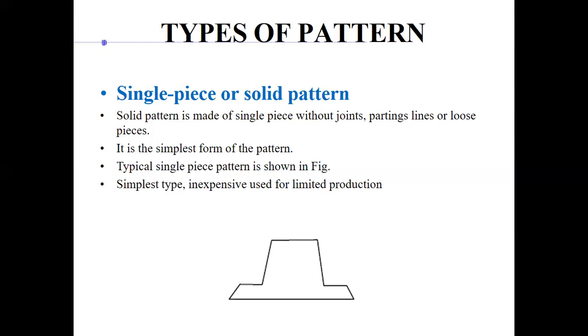Now the first is very simple: a single piece or solid pattern. It's a single piece, as the name suggests, without any joints, parting lines, or loose pieces at all. It's a single entity, you can say. The simplest form and typical single piece pattern, as you can see, has a random geometry. The simplest type, inexpensive, used for limited production, not for mass production, and the shape is not too complicated. That's why it's the simplest type, and therefore inexpensive.